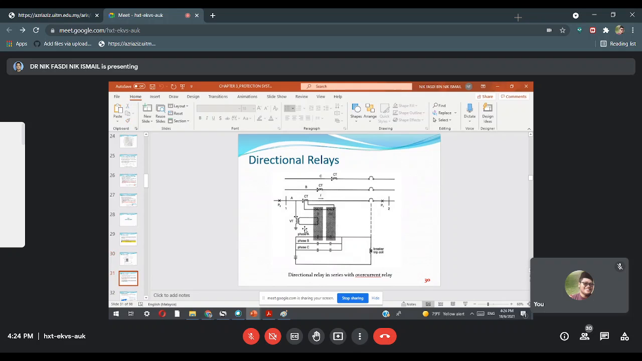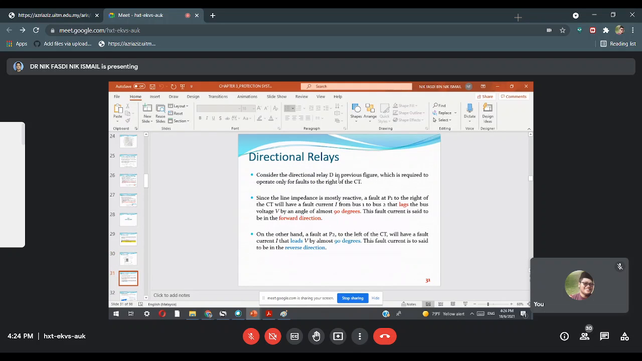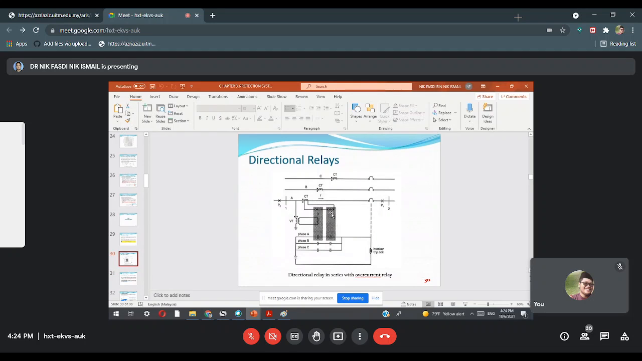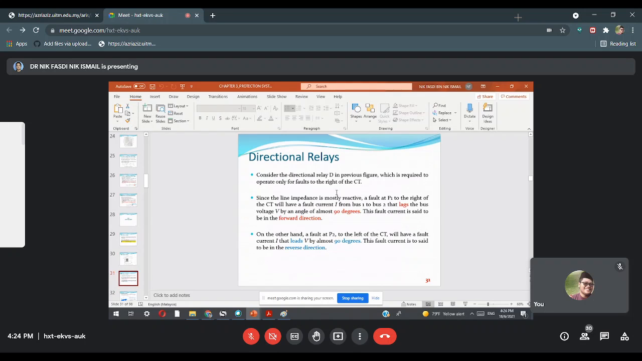Alright. So consider the directional relay in previous figure, which is required to operate only for fault to the right of CT. Maksudnya kalau berlaku fault kat P1, kita nak isolate the right side only of the current transformer. Since the line impedance is mostly reactive, a fault at P1 to the right of CT will have fault current I from bus 1 to bus 2 that lags the bus voltage by the angle of 90 degrees.